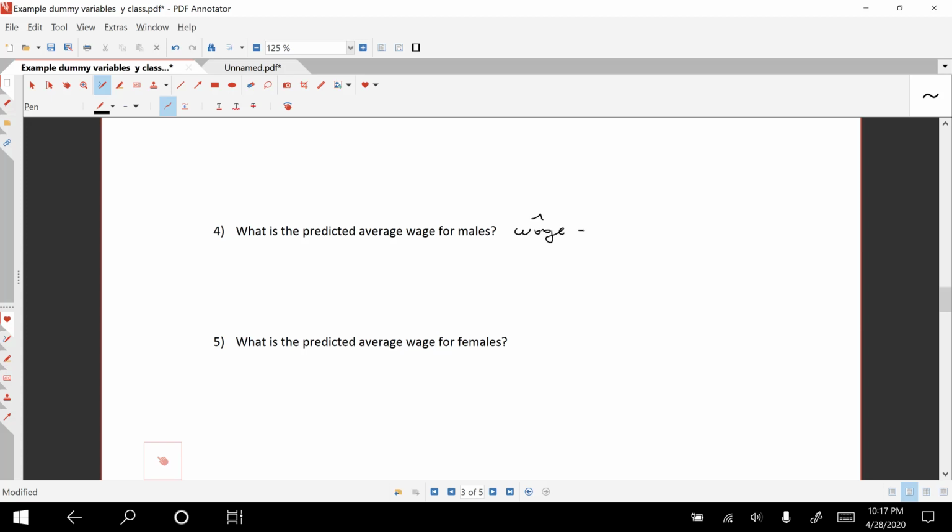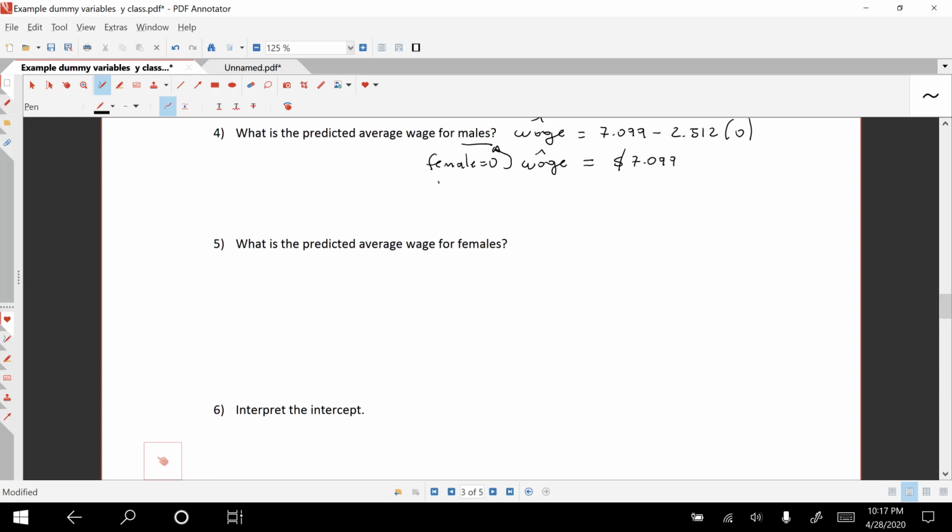So what's the predicted average wage for males? It's very easy. So our estimated model, 7.099 minus 2.512 female. So for males, remember, female is equal to 0, so we just plug in that value. So female is 0 for males, which means that the predicted value is going to be 7.099. So that's the average wage for males.